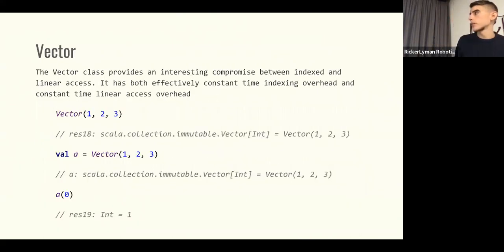So vector basically provides an interesting compromise between indexed and linear access. It is implemented using a tree of a fixed depth. So basically, we go through the tree very fast to retrieve an arbitrary element by index, and at the same time it does it in a linear fashion. So this is like ArrayList in Java, basically.